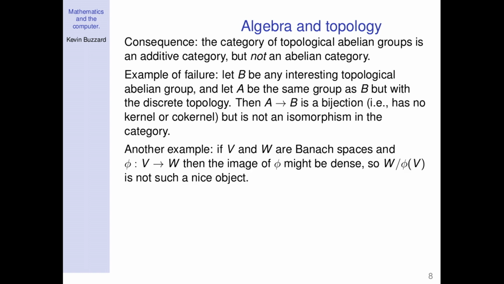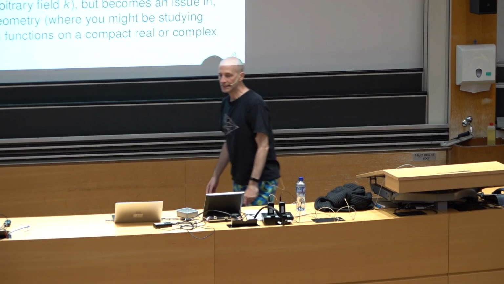There's another explicit example of why topological abelian groups aren't an abelian category: you can get maps with dense image, and these are a bit terrifying. For example, if V and W are Banach spaces, it's quite common that you can have a map from V to W with dense image, and then the cokernel is supposed to be a well-behaved object, but the cokernel of a map with dense image is going to be a non-Hausdorff horrible object. So the category of topological abelian groups is slightly terrifying.